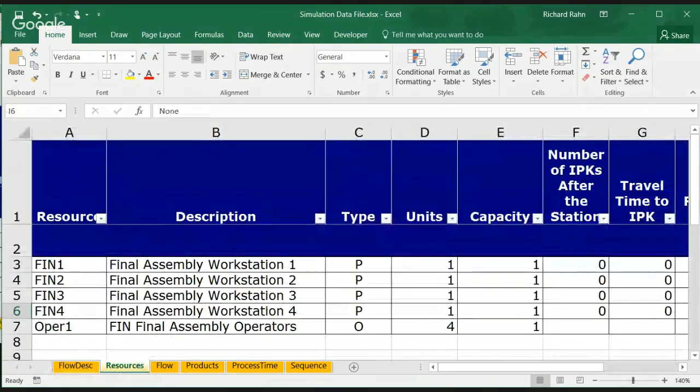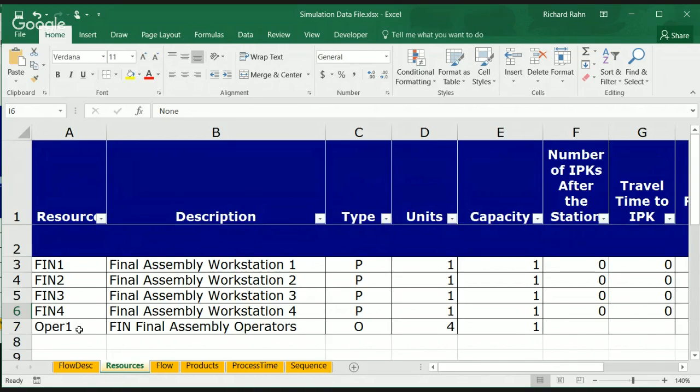Under resources, I think this is big enough you can probably see this. Under resources, I have defined 4 cells, or 4 workstations, final 1, 2, 3, and 4. So those are the 4 workstations that our static design told us we needed. And then we have operator 1.